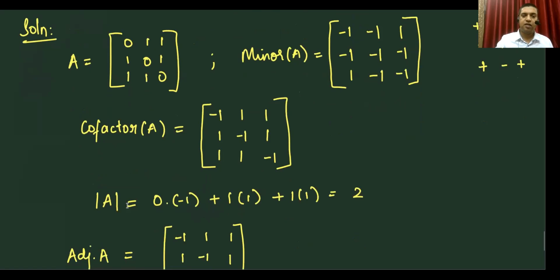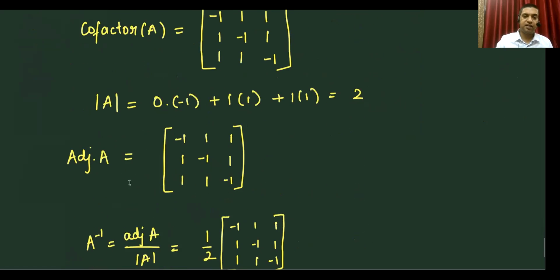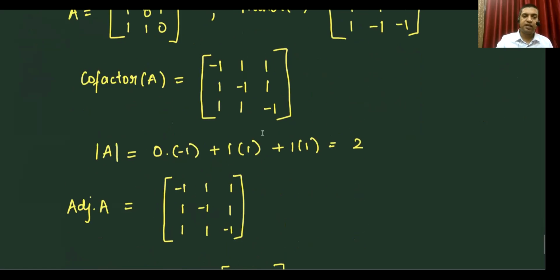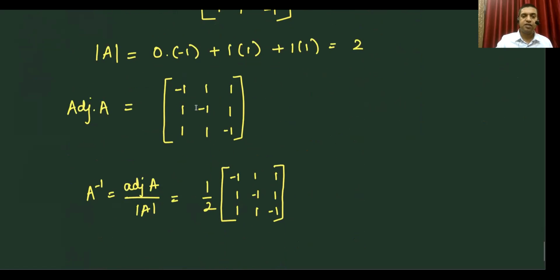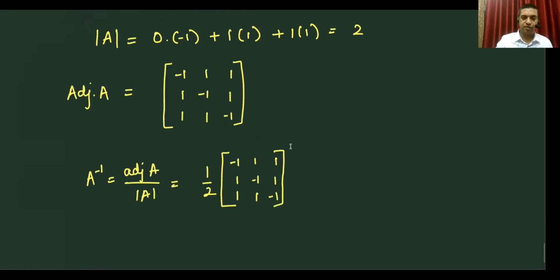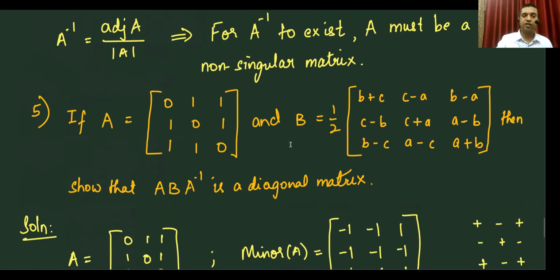and then the determinant is the elements of the matrix along a row multiplied by their cofactors. So that's what we did here, and we got the determinant to be, sorry, 2. And then we found the adjoint matrix. Adjoint matrix is the transpose of the cofactor matrix, and A inverse is adjoint A by determinant of A. So we got this. Now what we have to show is A into B into A inverse.